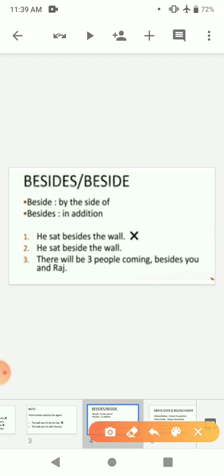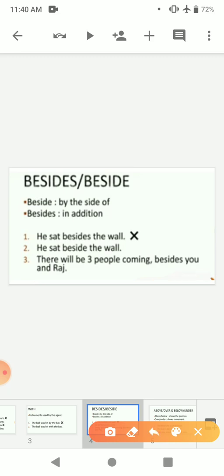There will be three people coming besides you and Raj. It means besides you and Raj, there will be three more people. It means you and Raj are there, but in addition to that, there will be three more people also coming. So when we have to show such things, we use besides. Besides is used for showing situations where we have to show some addition.